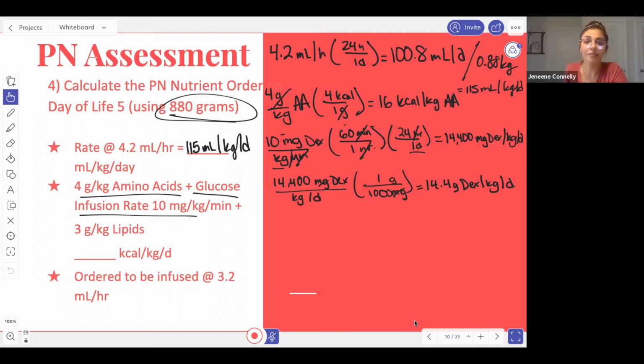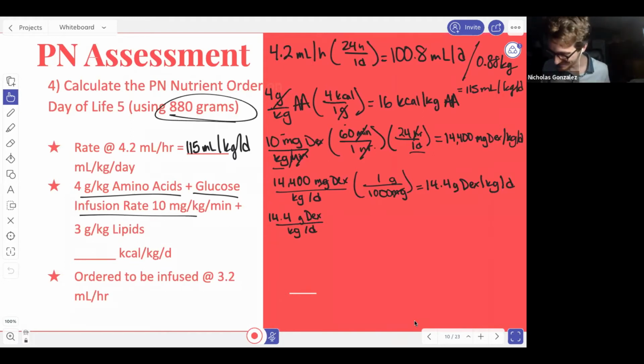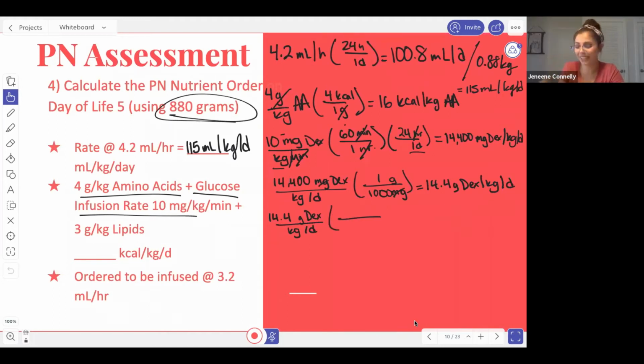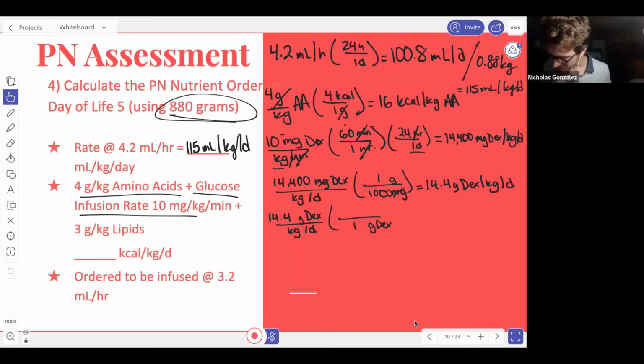Okay, Janine? How many calories per gram of dextrose? 3.4. You guys, we've done this so many times. If you don't have it memorized by now, I don't know. Try to practice at home. Make some flashcards and do it with yourself because we need to know this. Again, we're putting grams on the bottom to cancel them. And that is going to give us approximately, we're going to just round it out, 49 calories per kilogram per day from dextrose.